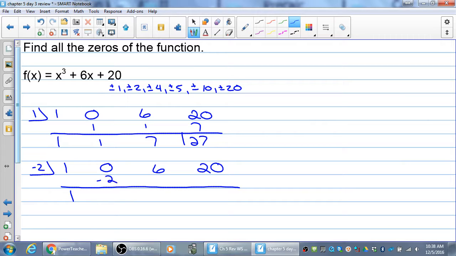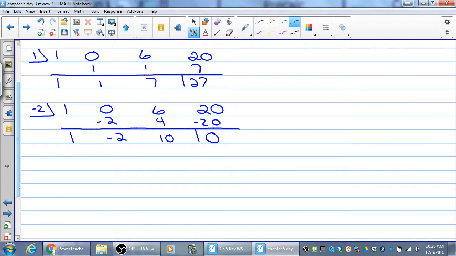1, -2, -2, 4, looks like 10, -20, and 0. Factors of 10 that add to 2, 5 and 3. X minus 5, oh no, wait, no. 5 and 3 is 15. Quadratic formula, right? Shoot. All right, here we go, we got it.